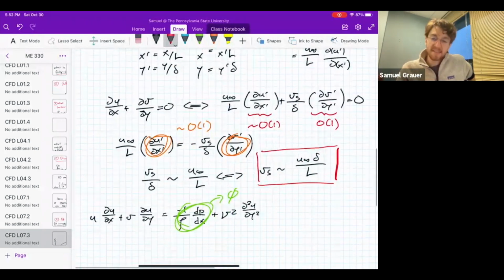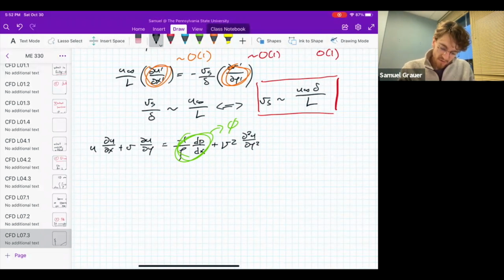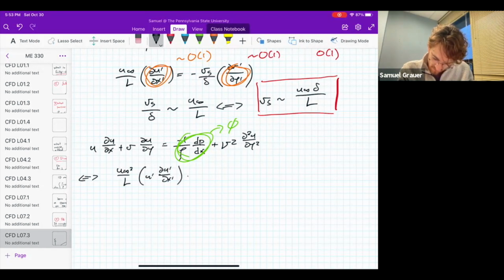And we know dp/dx is approximately equal to 0 because u infinity is not changing as a function of x. So then we can analyze this simpler form of the equations. So let's start to sub in our scales. We're going to have u infinity squared over L times u prime du prime/dx prime plus vs u infinity over delta times v prime du prime/dy prime.